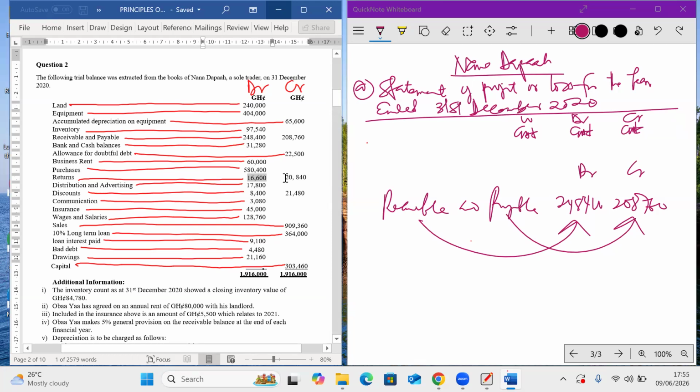Then the one on the credit side is the opposite of the purchases. Purchases here is on the debit side, then the purchase returns is on the credit side. So the one on the credit side is used against purchases. Then for the sales, we have sales here on the credit side. We will use the returns on the opposite side, the debit side, to adjust the sales figure.